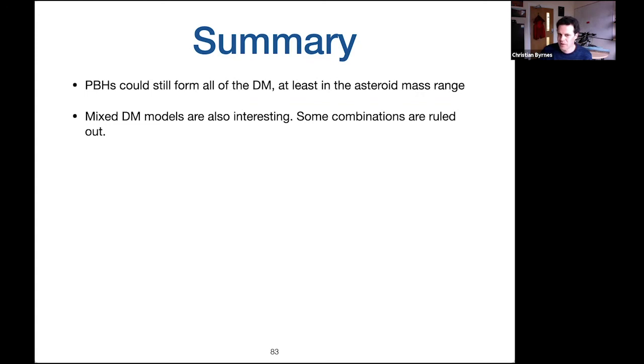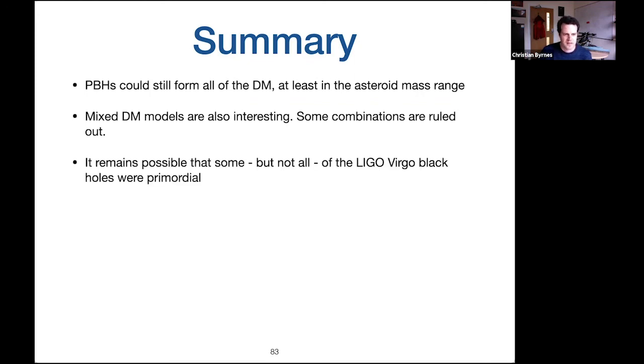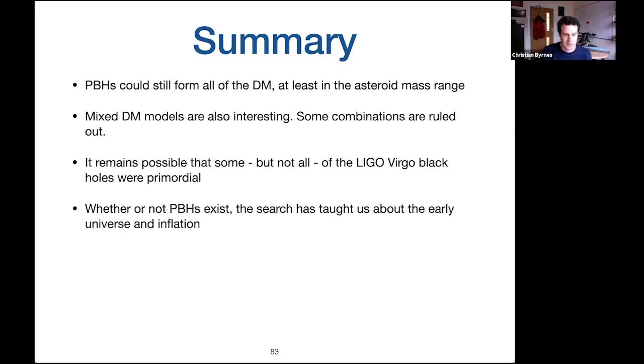But mixed dark matter models are also interesting. Some combinations, such as primordial black holes plus WIMPs, are ruled out. It's still possible that some of the LIGO-Virgo black holes were primordial, but not all of them. And whether or not primordial black holes exist, the search has taught us about the early universe and inflation. It's taught us important things.